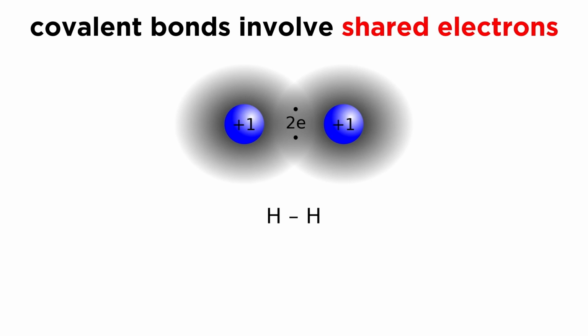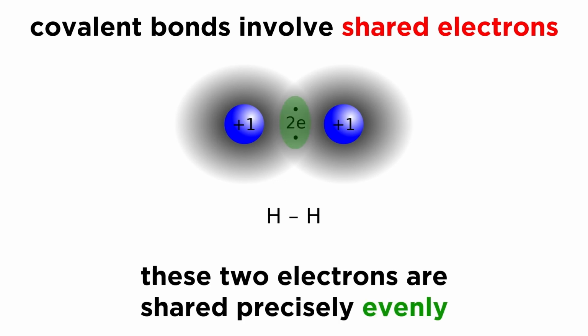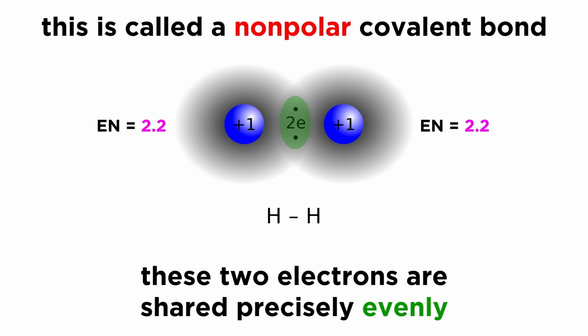Say that we are looking at a covalent bond that forms between two identical atoms, like the bond contained in a molecule of H2, or any other diatomic molecule of one element. In such a case, the electrons will be shared precisely evenly. The two atoms have precisely the same electronegativity, so there is no basis for one atom to hold on to more of the electron density than the other. We would call this a nonpolar covalent bond.